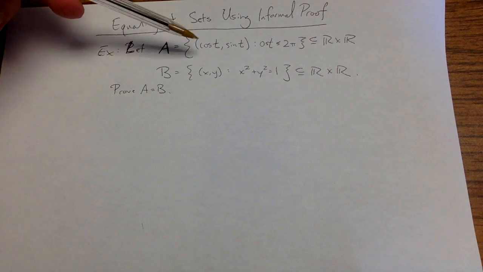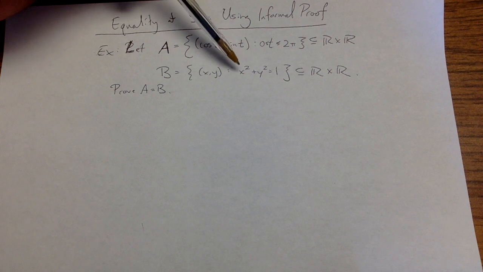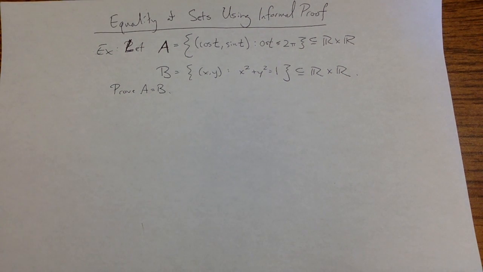Let A be the set of pairs (cosine t, sine t), where I take t to be a real number between 0 and 2π. Let B be the set of pairs (x, y), where x squared plus y squared is equal to 1. Now these are both sets inside of the real numbers times the real numbers. So again, they're ordered pairs of real numbers. And I want to show that these things are equal.